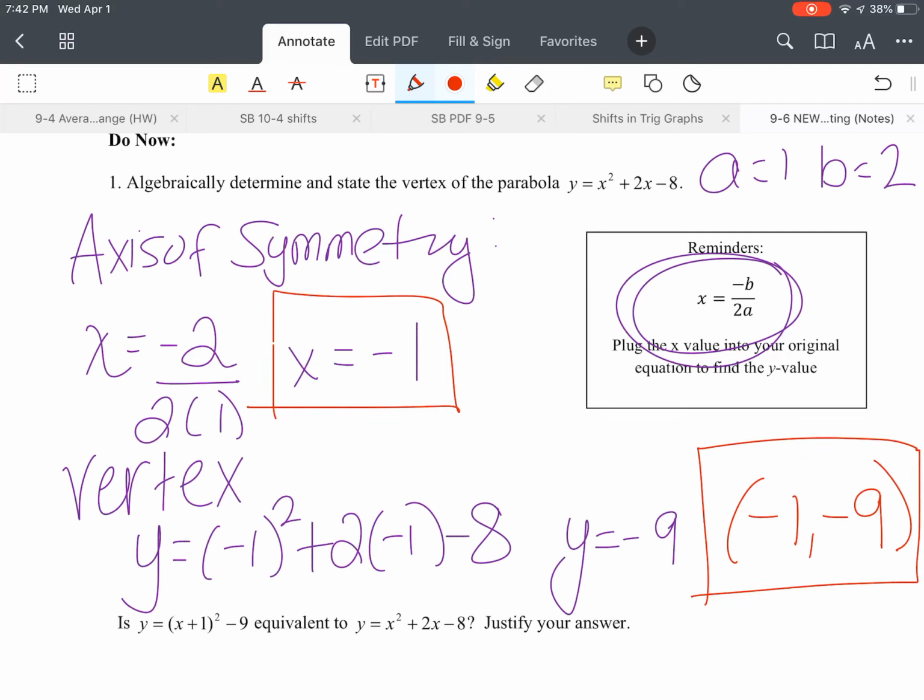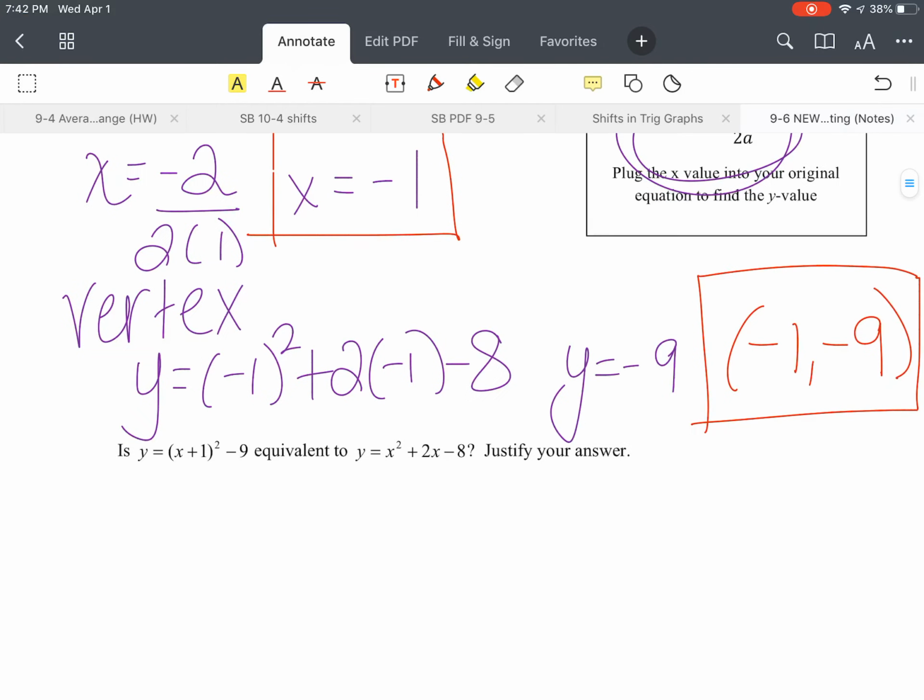Okay, so part B says, is y equals x plus 1 squared minus 9 equivalent to y equals x squared plus 2x minus 8, and justify your answer. Okay, so let's take a look. What we're going to learn, before I even do this part of the question, is we're going to learn that we have two forms of a parabola.